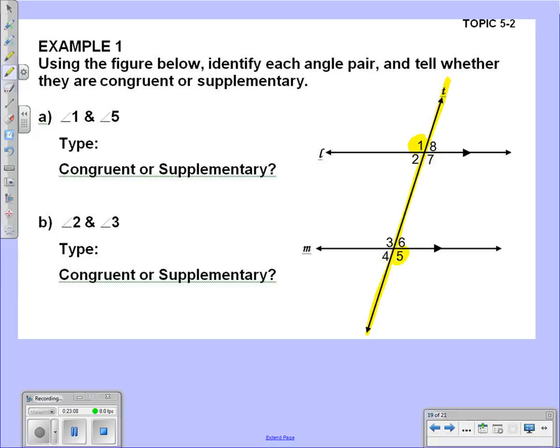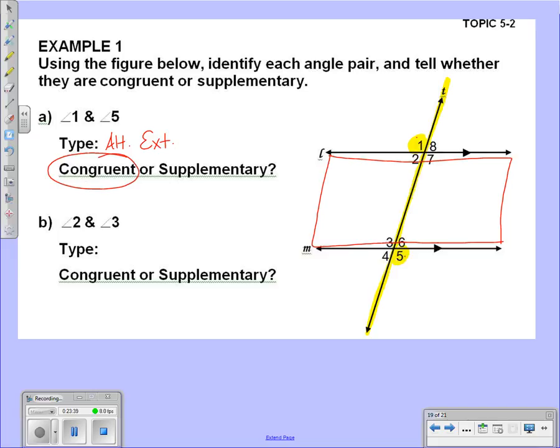Right off the bat, we notice they are on alternate sides of the transversal. I'm going to draw my little box in between the two parallel lines. They are outside the box, so that means they are exterior. I'm sorry, they're alternate because they're on opposite sides of the transversal, and exterior because they are outside, but we know alternate exterior angles are congruent.